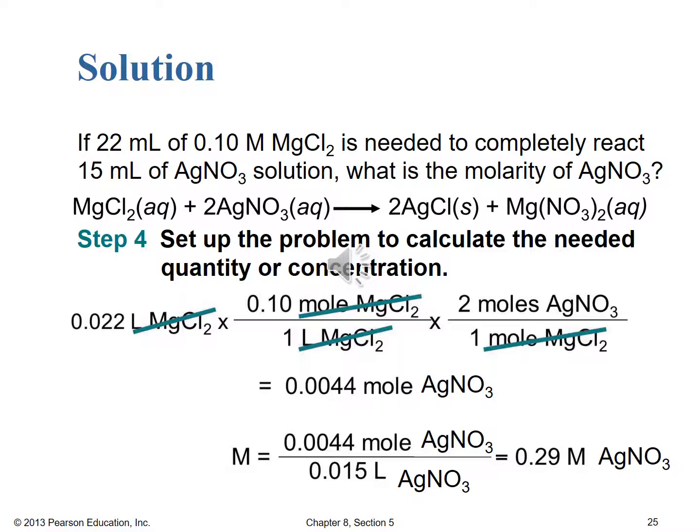So again, just a matter of following units, setting up the problem correctly, and lastly making sure that we follow our sig fig rules. We had just 2 sig figs for everything that was given, 22 milliliters of 0.10 molar magnesium chloride and then 15 milliliters of the silver nitrate. So all of our numbers were 2 sig figs. We only did division and multiplication, so we would want to have a final value to 2 sig figs as well.